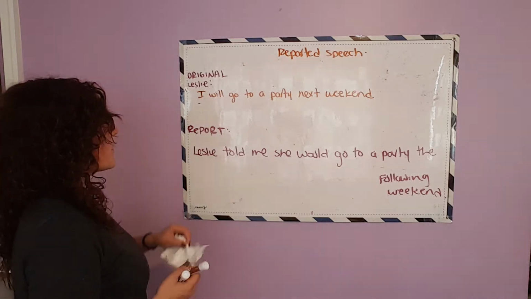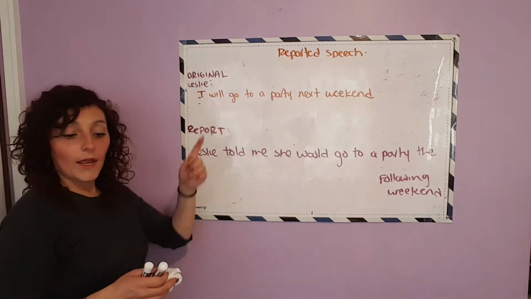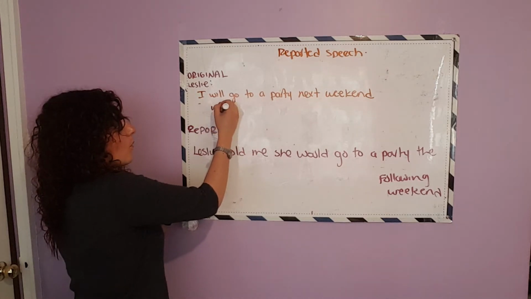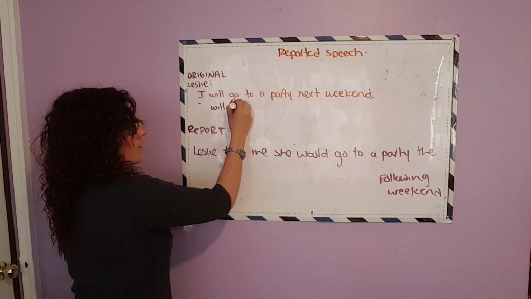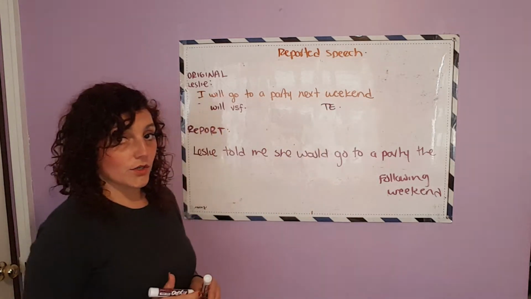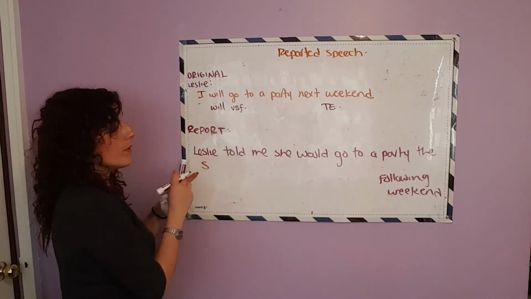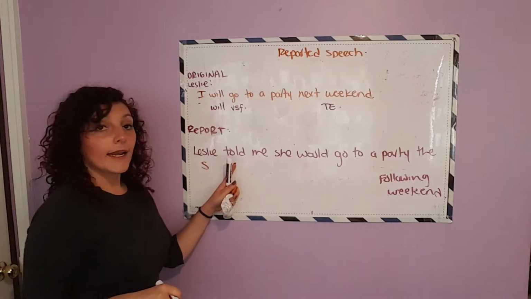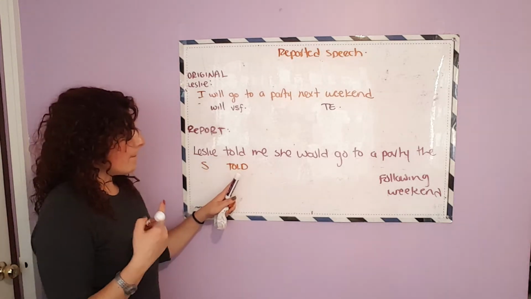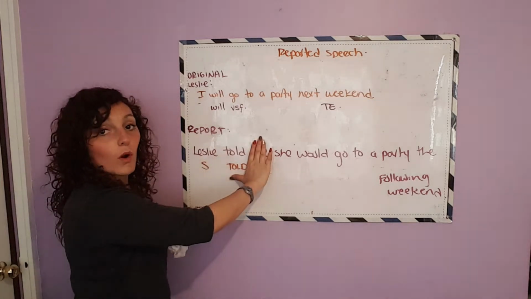Okay, so the original, look at the original. My original is in the present? No, my original is in the future, in the simple future, and I'm using will. After will, remember your verb is in simple form. And next weekend is your time expression, right? Then, in the report, I'm using the person that mentioned the information, and now I have another reporting verb. I'm using told. But look, when I use told, I cannot say Leslie told she would go to a party.